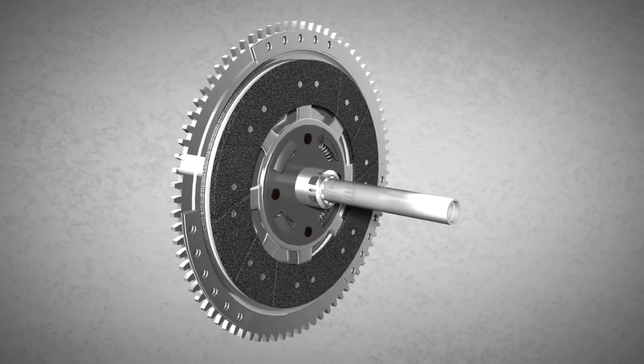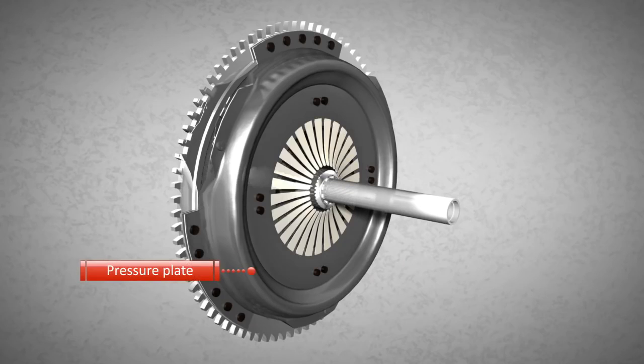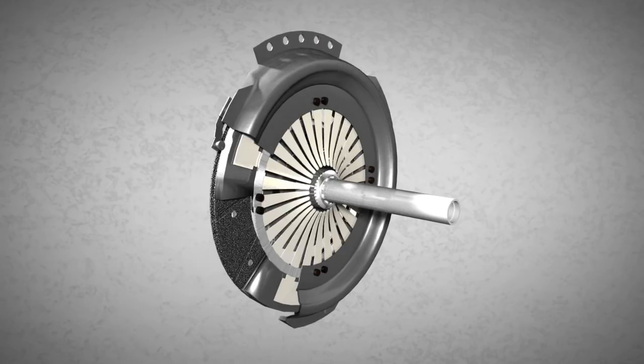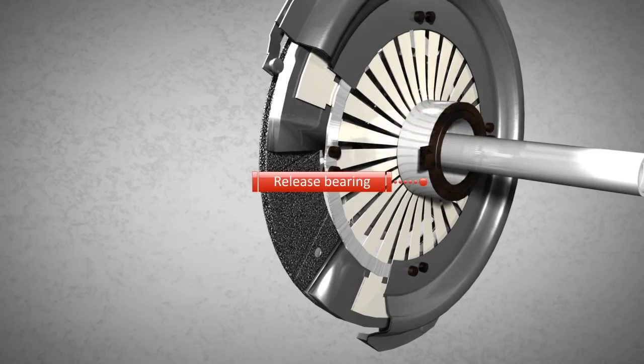The pressure plate is needed for engaging and disengaging the clutch disc. The pressure plate is riveted to the flywheel. As a result, the pressure plate rotates when the flywheel rotates. Let's take a closer look in order to see what happens in this important component. A clutch release bearing is positioned in front of a diaphragm spring.